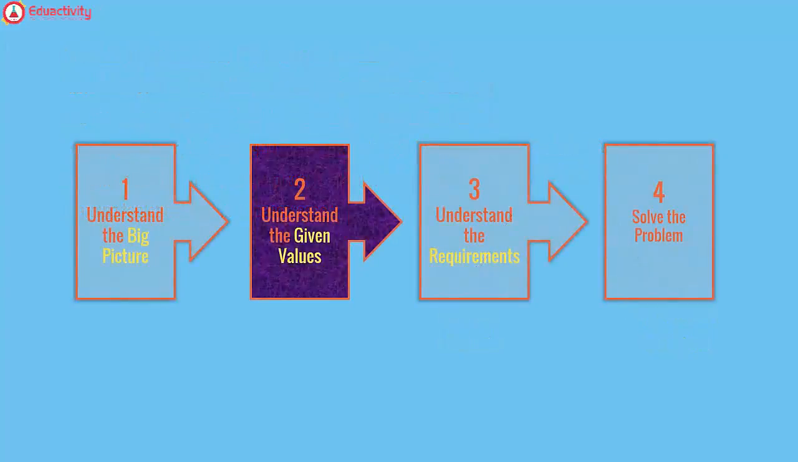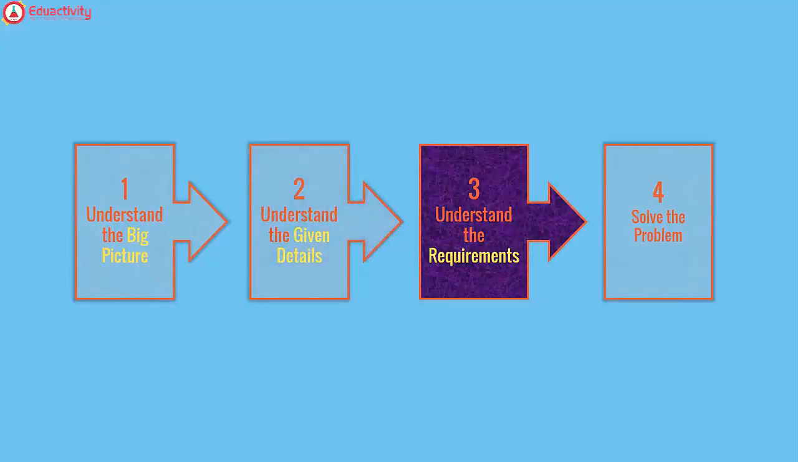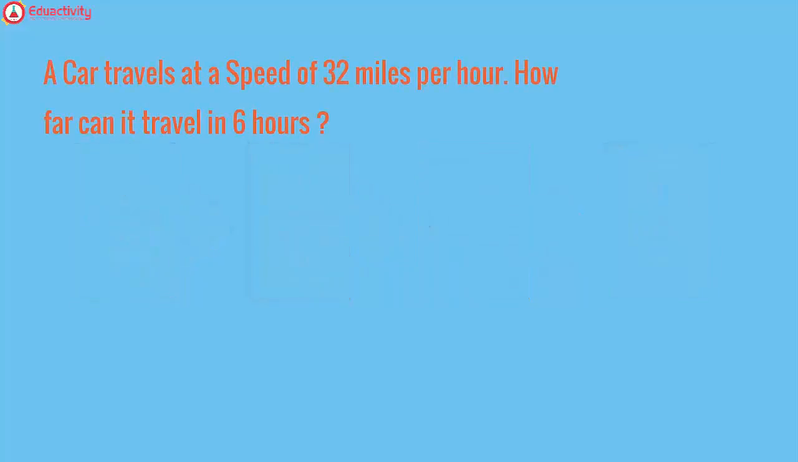In step 2, we identify the meaning of the given values in the problem. And in step 3, we identify the problem requirements, which are the unknown values we need to find to solve the problem. Let's see how to do it in practice, using the following example.